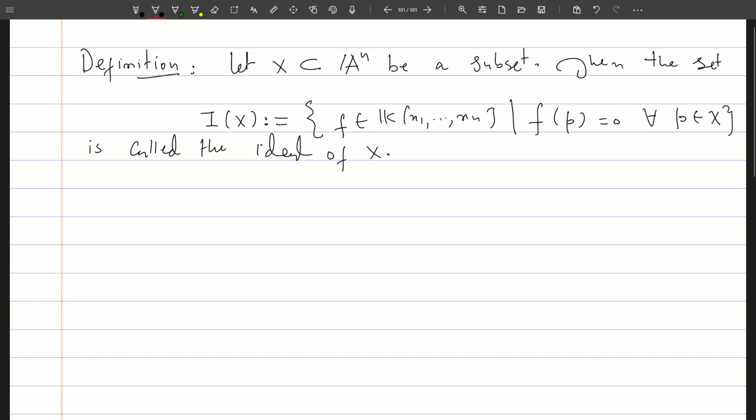We have not yet proved that this set over here is an ideal, but in the next lecture we will start by proving that this set is indeed an ideal.